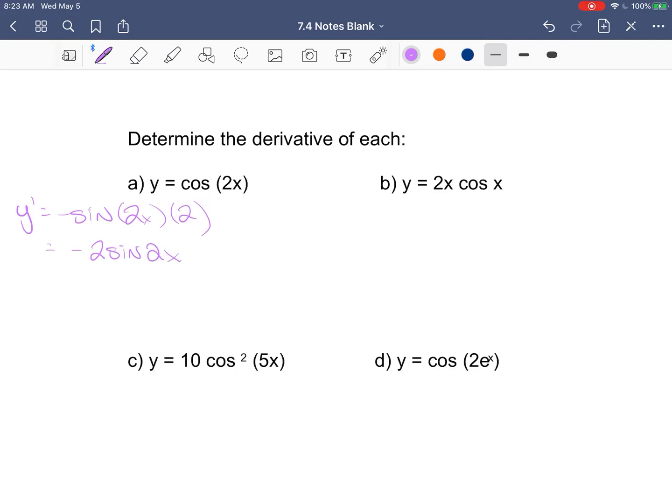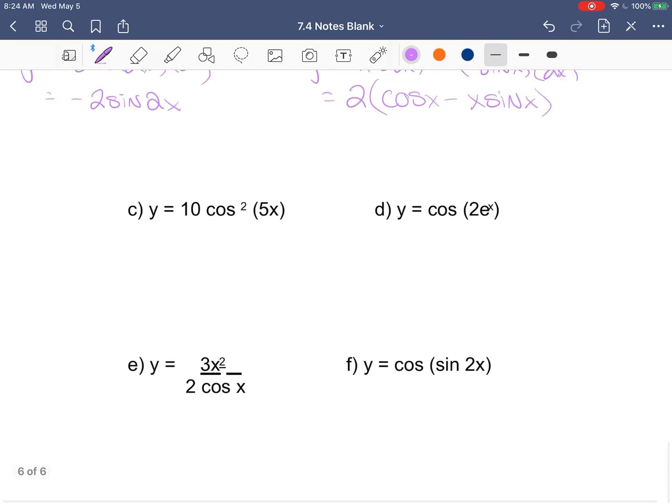The derivative of cos is negative sine of the stuff times the derivative of the stuff. Negative 2 sine 2x. Our next one, again, we've got a product rule. So derivative of 2x is 2 times the second plus derivative of the second. So derivative of cos of x is negative sine of x times the first. So take out a common factor of 2. We are left with cos of x minus x sine x.